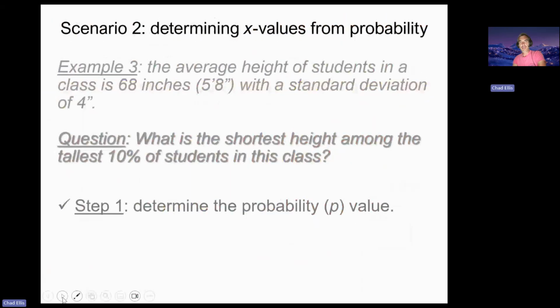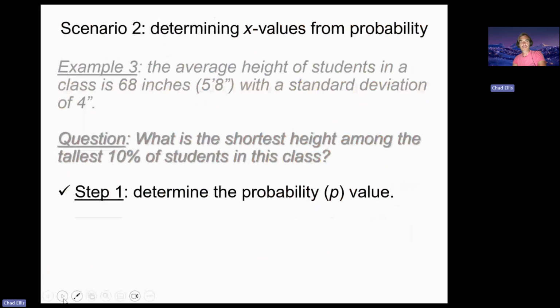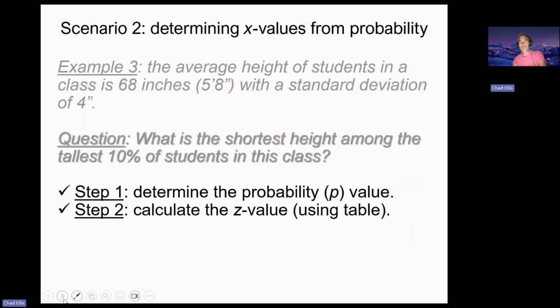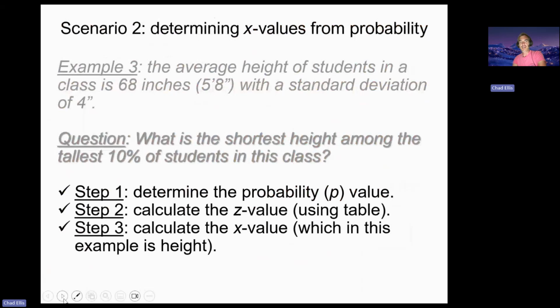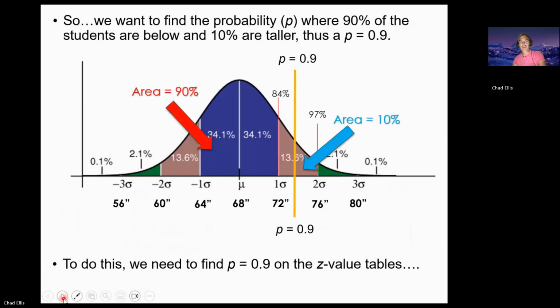So kind of the same process here, but now we're working in reverse. First thing is that we're going to determine the probability value. Then we're going to calculate the z value. And then from that, we're going to determine the raw data x value, height in this case, that's associated with it. Because we're splitting our population into the top 10% and the lower 90%, here's our area below a probability of 0.9. And there's our area above a probability of 0.9, which is equal to 10% or 0.1 of the total area underneath that curve.